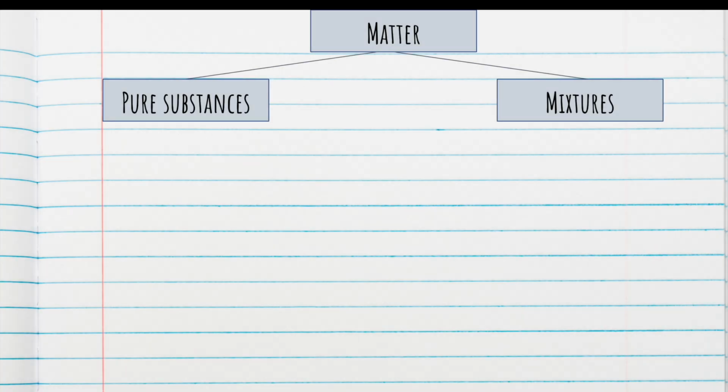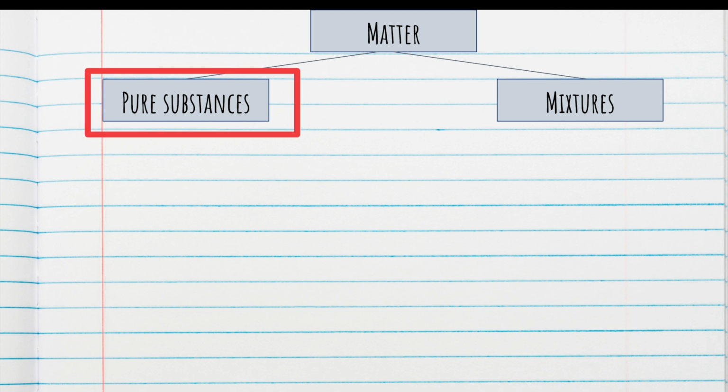Here we have this concept map, and I will be adding on to this concept map throughout the duration of the video. So the concept map starts off with matter, and matter is anything that has mass and takes up space. And all matter can be split up into two main categories: pure substances or mixtures. Right now, we are going to focus on the pure substances piece.